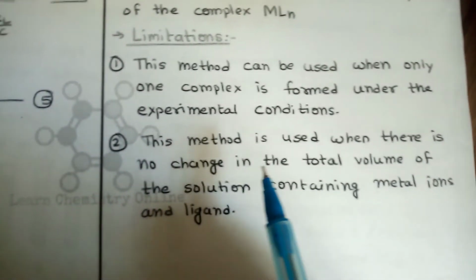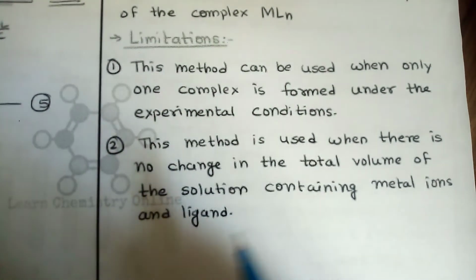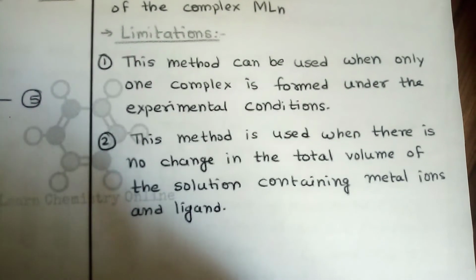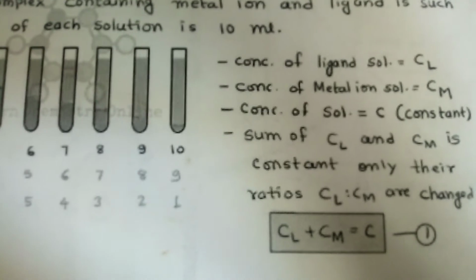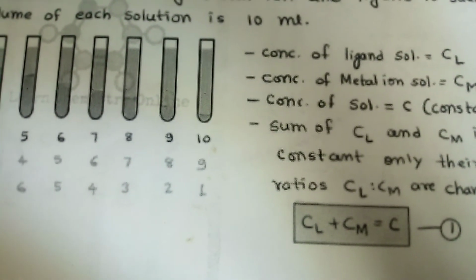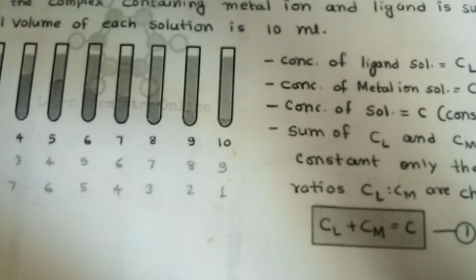This method is used when there is no change in the total volume of the solution containing metal ions and ligands. This is Job's method. You can also call it the method of continuous variation for the composition of a complex.